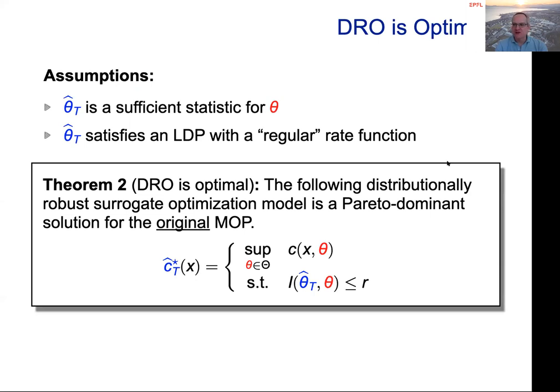So now I'm ready to state our second main theorem. To this end, let's assume that we can find some statistic theta hat T that is sufficient for theta and that satisfies the large deviation principle with a rate function that satisfies certain mild regularity conditions again. In this case, we can again prove that the original full-blown meta-optimization problem has a Pareto dominant solution. And the optimal data-driven predictor is the same distributionally robust optimization model that was already optimal in the restricted meta-optimization problem. The difference here is, of course, that before we optimized only over restricted compressed predictors and prescriptors, and now we can actually prove that our DRO model is optimal within a much, much larger class, the class of all data-driven predictors and prescriptors that depend on the data in essentially an arbitrary way.